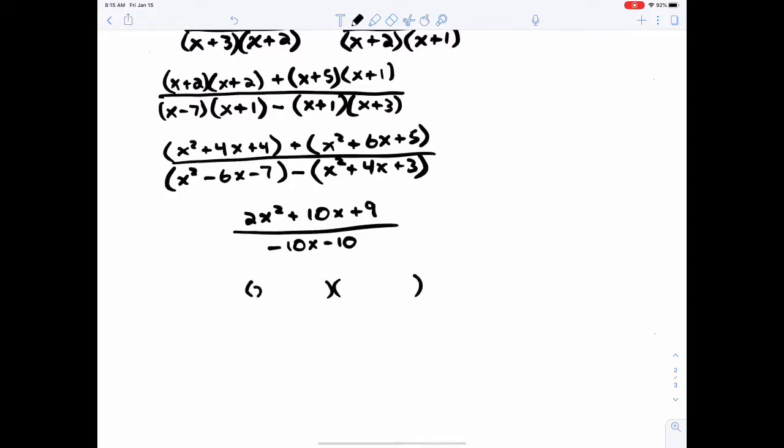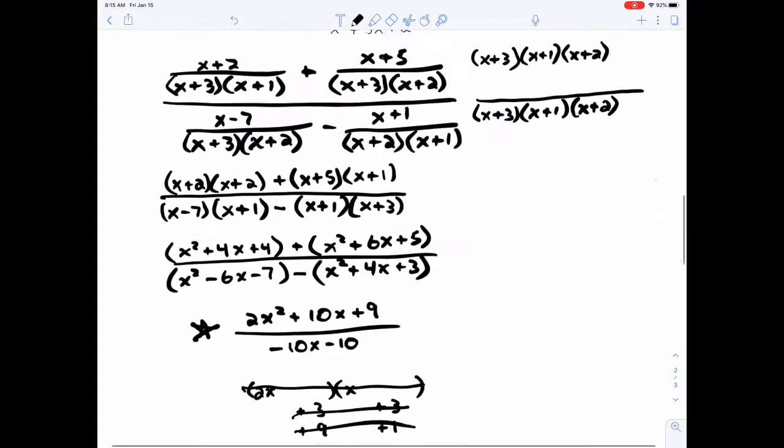Okay, so what times what gives us 2x squared? 2x and x. What's going to give us 9? It could be plus 3 and plus 3. Okay, that would give us a 10x in the middle. What else could it be? It could be a plus 9 and plus 1. That would give us an 11x in the middle, which is not it. And there's nothing else that'll give us 9 besides 3 and 3 and 9 and 1. So that doesn't factor. So this right here is your final answer.